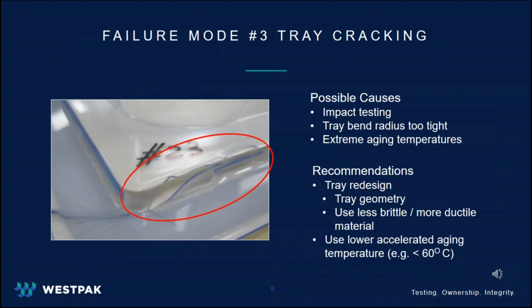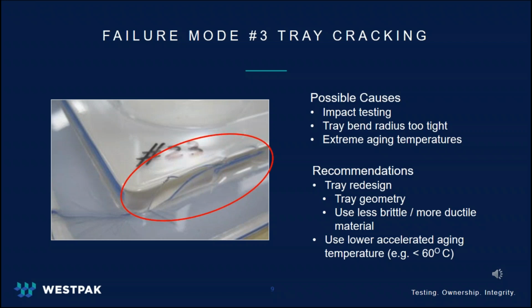The third failure mode we see a lot of is tray cracking. This can be caused by a few factors. One of which is if your tray material is too stiff. Another is if your tray isn't properly designed. An example of this is having a bend radius that is incorrect. Another cause may be using accelerated aging temperatures that are too high. Using high accelerated aging temperatures can cause the material to transition or degrade.